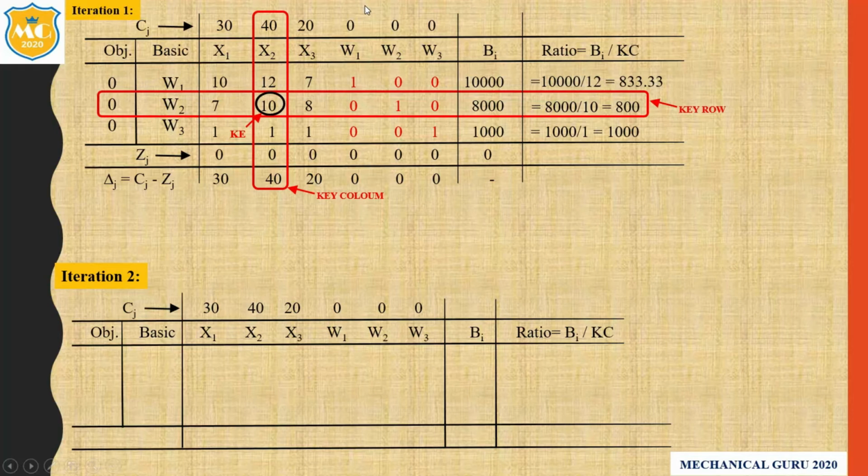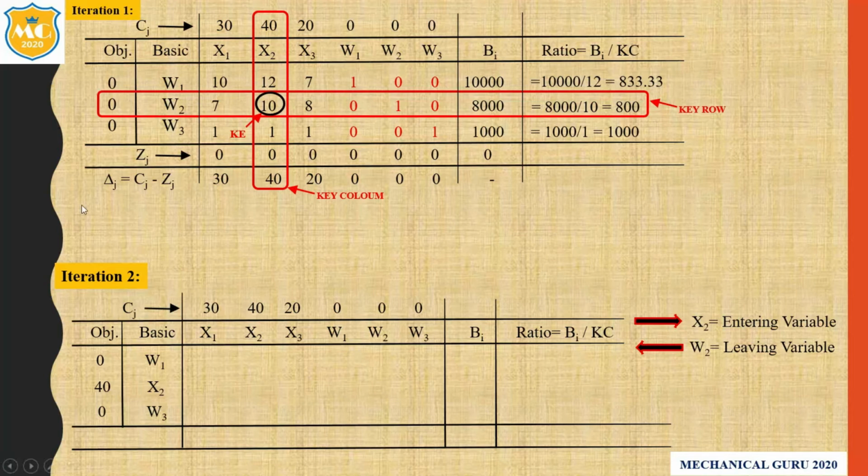Now here, x2 is the entering variable while w2 is the leaving variable. So here we have to replace these two values, 0 and w2, with 40 and x2. So x2 is the entering variable, and w2 is the leaving variable. First we write down this value, 40 and x2, and the remaining values are the same, that is 0 w1 and 0 w3.